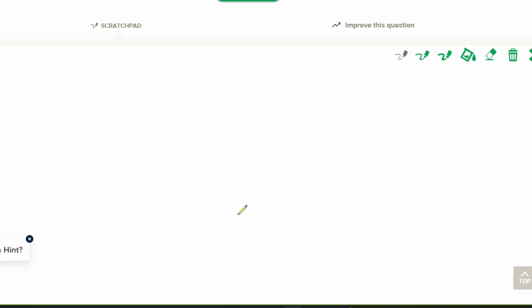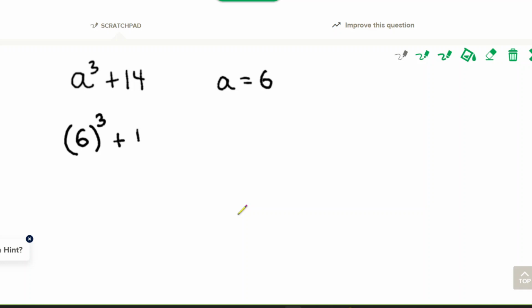So the expression given is a to the 3rd plus 14, and the value of a equals 6. So I'm going to replace a in the variable expression with 6. And I would recommend that when you make a replacement or a substitution that you put parentheses around it. Get in that habit. So 6 is replacing a. That's being raised to the 3rd power. And then after that, we are adding 14.